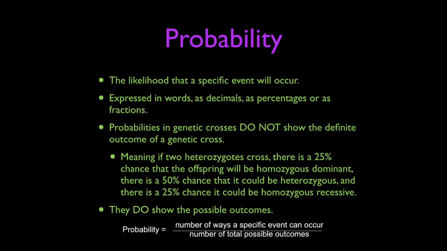Meaning, again, if 2 heterozygous cross, there is a 25% chance that the offspring will be homozygous dominant, a 50% chance that it could be heterozygous, and a 25% chance that it could be homozygous recessive. It doesn't mean that 1 of them is going to be dominant, 1 recessive, and 2 of them heterozygous. They do show the possible outcomes. Probability is the number of ways a specific event can occur divided by the total number of possible outcomes.